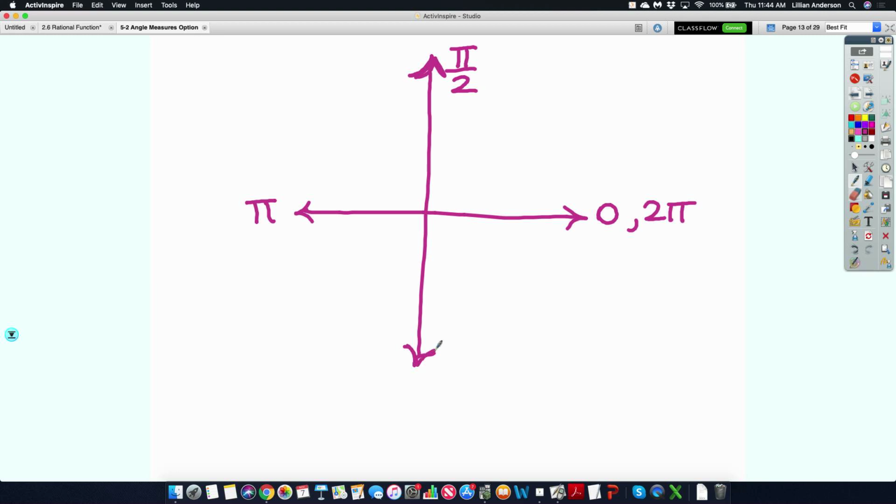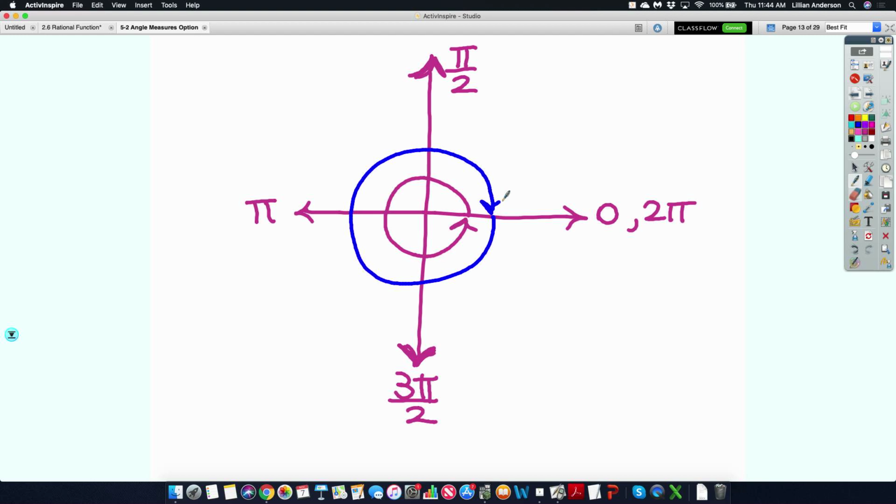This one down here is how much? What number is halfway between 1 and 2? What's that as an improper fraction? 3 over 2. So this is 3 pi over 2. Now mind you, every single one of these came from me going in the counterclockwise direction. So, going in the clockwise direction, I still start at 0.